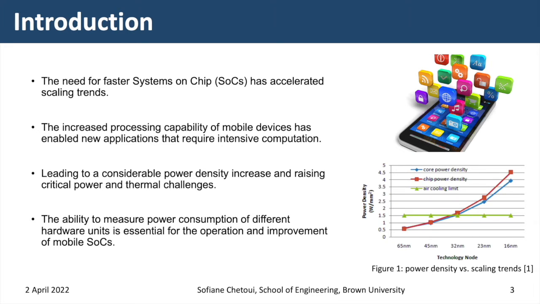Faster systems on chip have accelerated scaling trends. So as technology scales down, the power density considerably increases, raising critical power and thermal challenges. As you can see on figure 1, showing the power density versus the scaling trends, the x-axis shows the technology node being used, and the y-axis shows the power density, that is the watts dissipated per millimeter square. And as you can see, as technology scales down, the core power density exponentially increases.